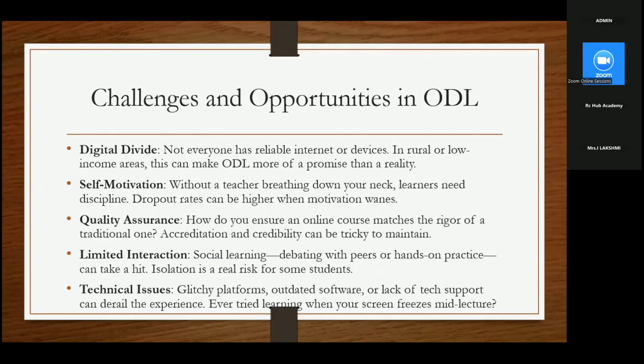And next we say it is about self-motivation. Another challenge is self-motivation. If I'm interested, I can listen. But if I don't have an interest, then they may simply come and sit and go. So self-motivation is also one of the challenges in this ODL. And the next one is quality assurance.